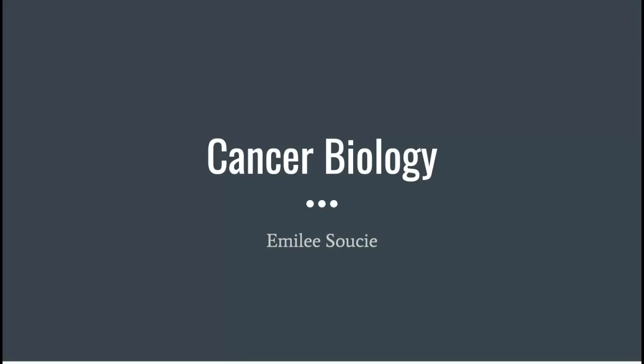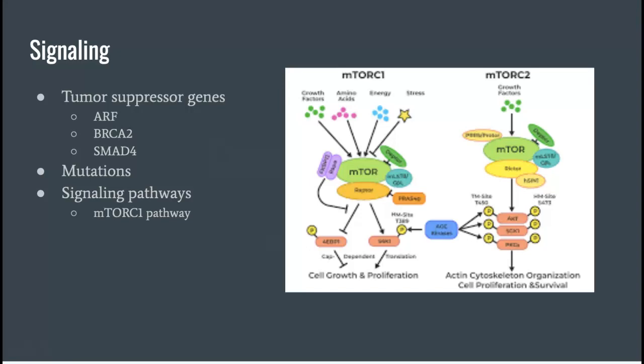This presentation is going to be on cancer biology. So we have tumor suppressor genes, which normally slow down cell division and call for apoptosis. When these aren't functioning correctly, there's the ARF gene, which is found in melanoma, the BRCA2 gene, which is found in breast and ovarian cancer, and the SMAD4, which is found in familial polyposis.